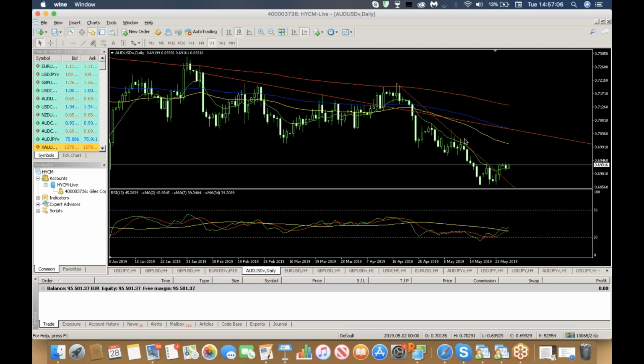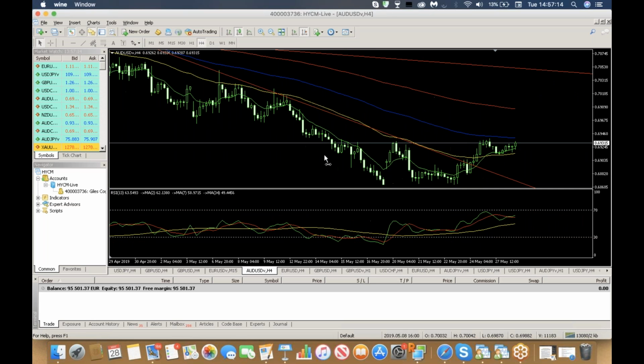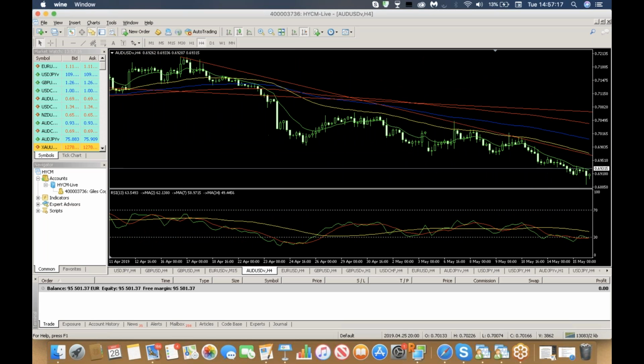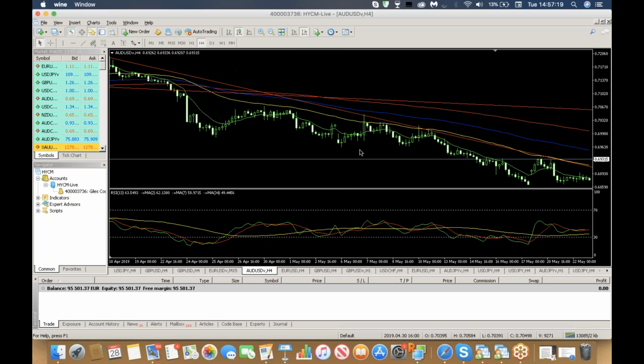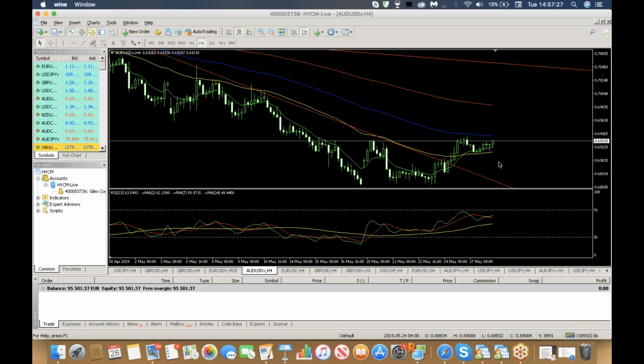Got line tested once, twice, 3 times, 4 times. If you go down to the lower time frames, you can see here that trend line just once, twice, 3 times. So that would be a potentially high probability level to short against that trend line.